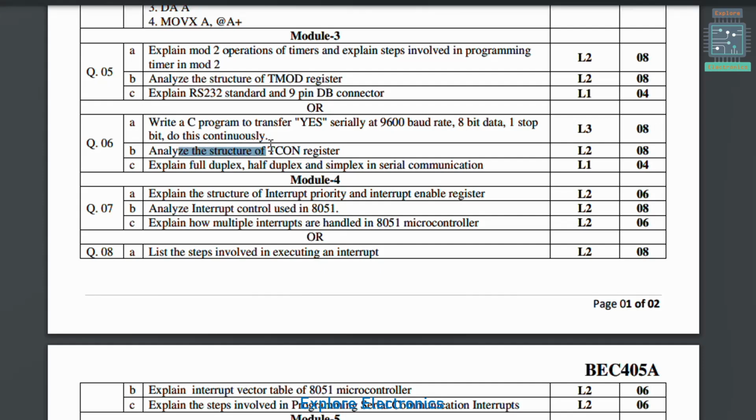And then comes the structure of the TCON register, asked to explain. Here you can see the TMOD register is asked, here the TCON register is asked. So these registers are important and you need to explain the structure of those and the bit positions clearly. And explain full duplex, half duplex and simplex in serial communication. This is from module 3.